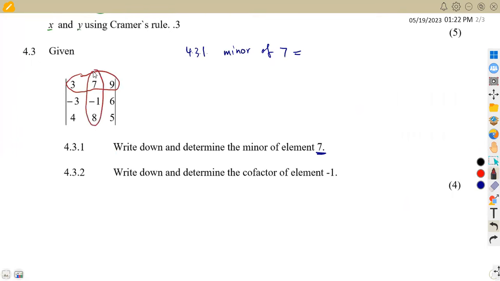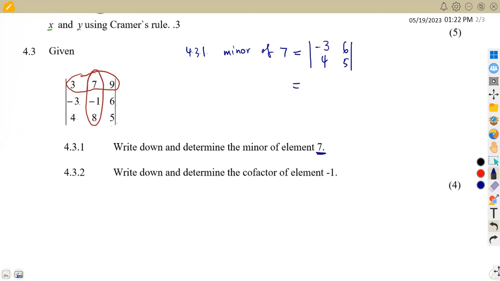This is the column where there is our 7. So we close the row and the column. What are we remaining with? Negative 3, 4, 6, and 5. These give us a 2x2 matrix of negative 3, 4, 6, and 5. So this is 6 versus 5 like this. So this is going to give us the minor of element 7.